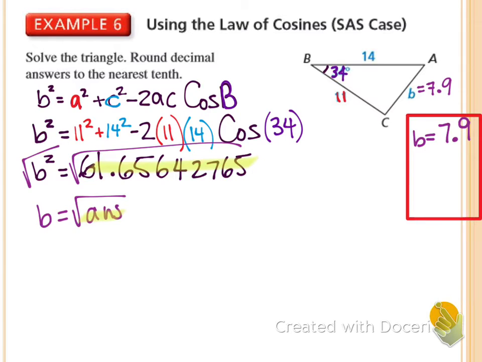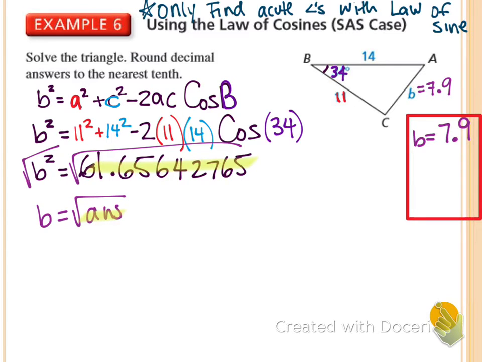So, do you want to solve for angle A or angle C next? Sorry, I forgot to mention this. I would write this down. You'll only find acute angles with the law of sine. Your calculator doesn't have the function. If you type in an obtuse angle, it won't work out for you.